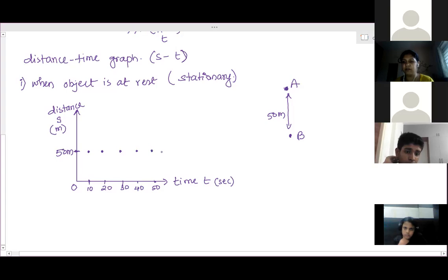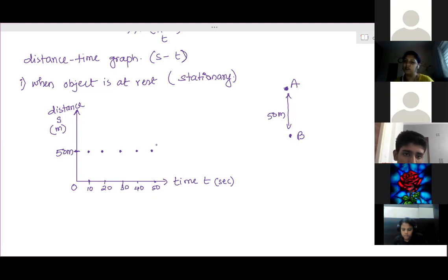You are 50 meters from a wall, suppose. So right now also time is going on. How much distance are you from the wall? 50 meters away. Time is going on, and your position is 50 meters from the wall. It is not changing. Right? Is it clear?